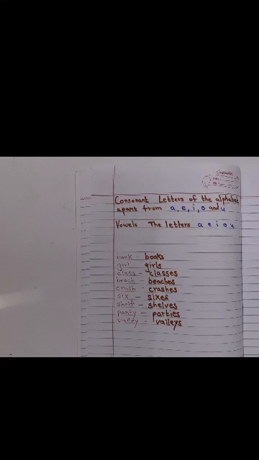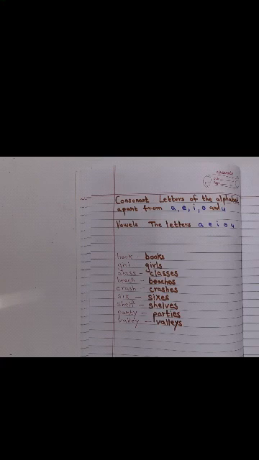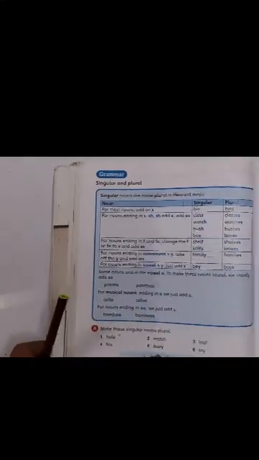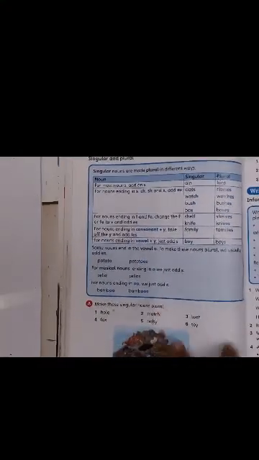Children, I don't think it should be difficult. You can do it. So open your textbooks to page 68. So for homework, children, you will be doing this.